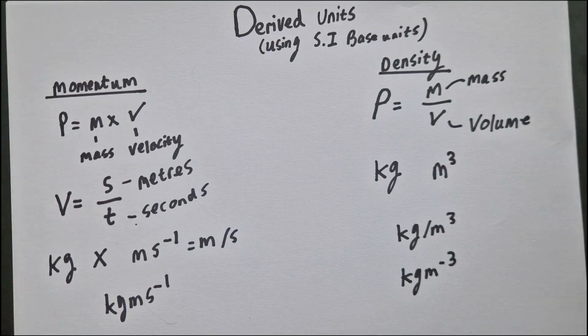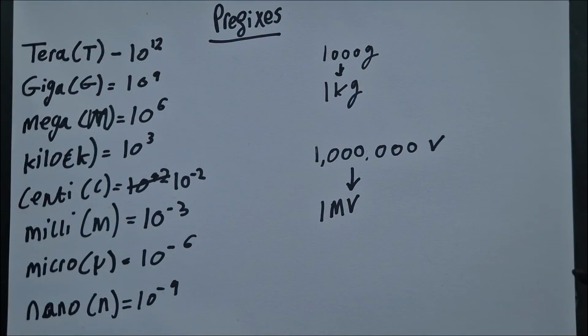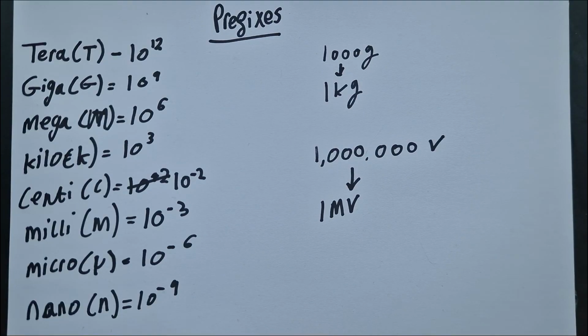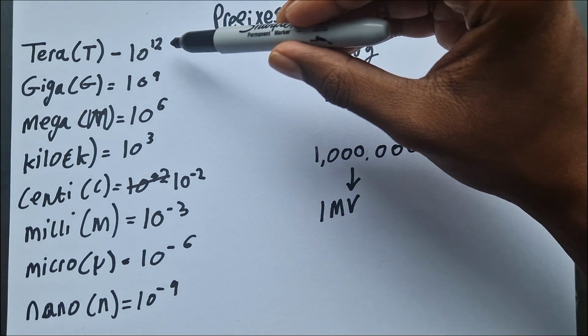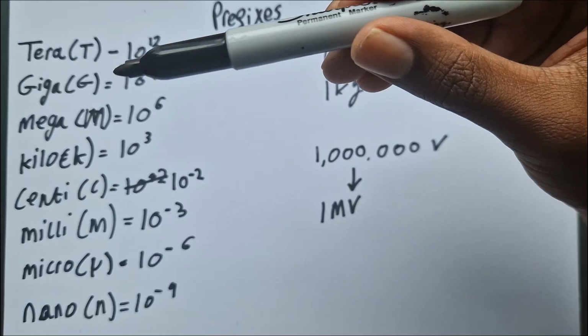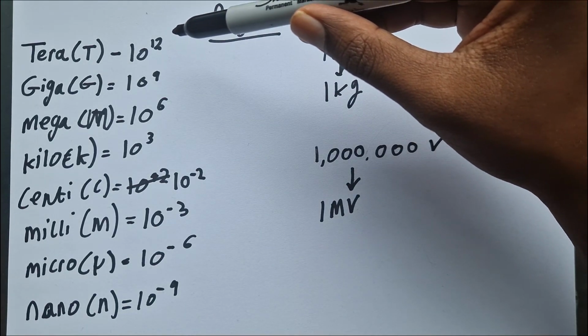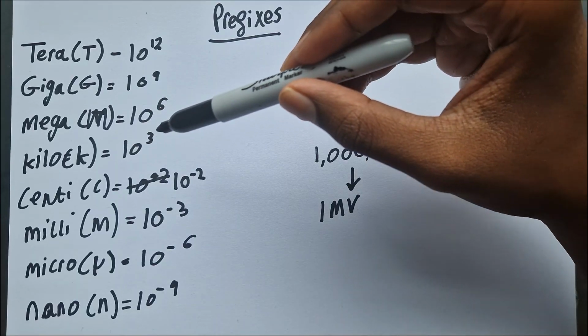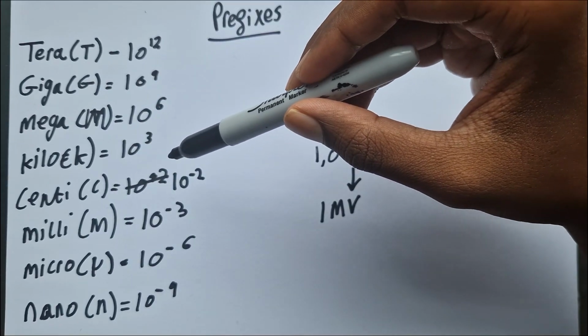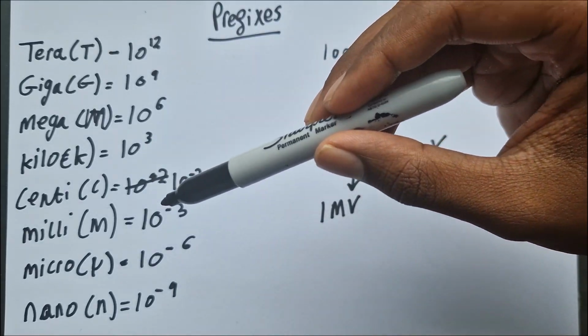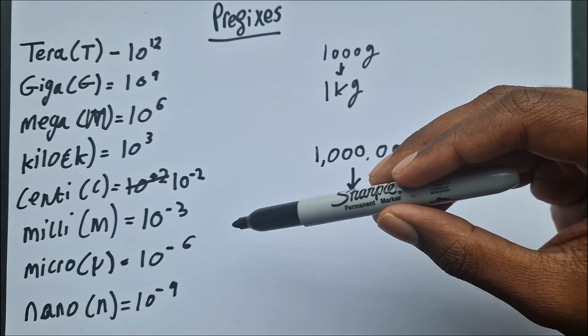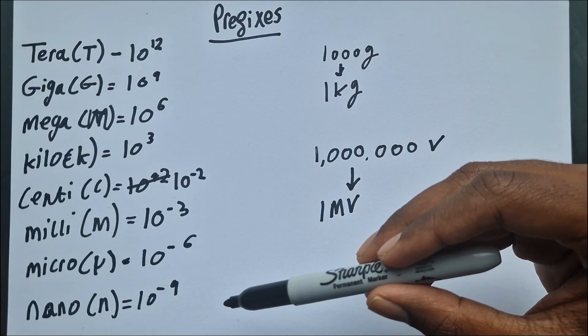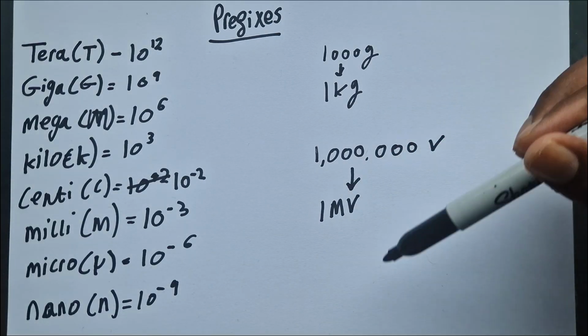Right, so now we have prefixes. Prefixes are a way of making writing really large or really small numbers a lot simpler. So we have them in descending order. The greatest is tera, which is 10 to the 12, giga is 10 to the 9, mega is 10 to the 6, kilo is 10 to the 3, centi is 10 to the -2, sorry, I made a mistake there, milli is 10 to the -3, micro is 10 to the -6, and nano is 10 to the -9.